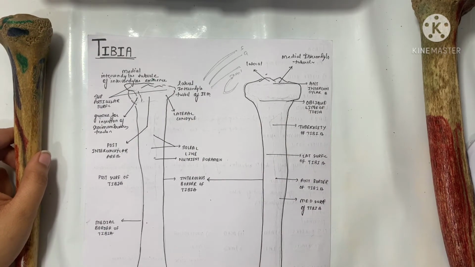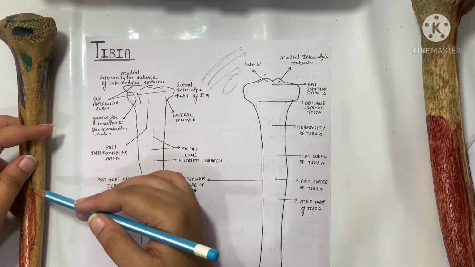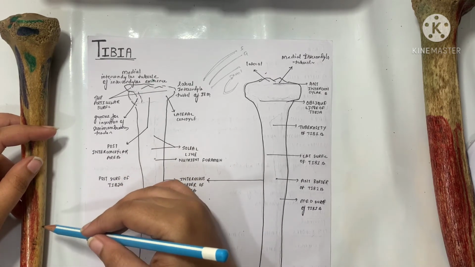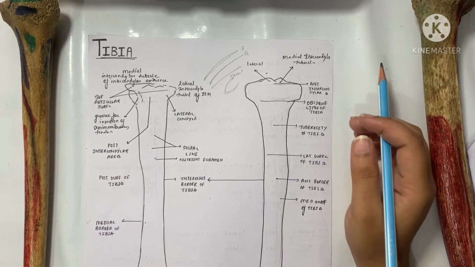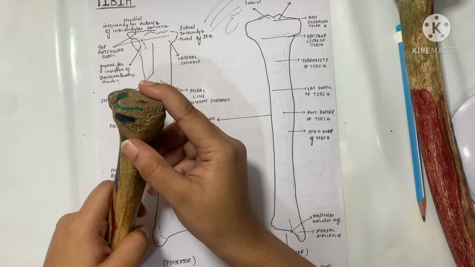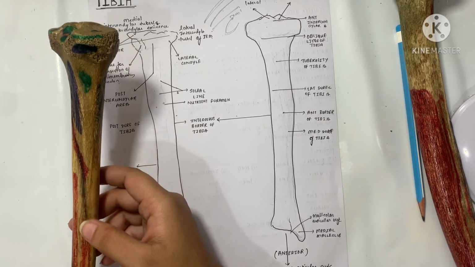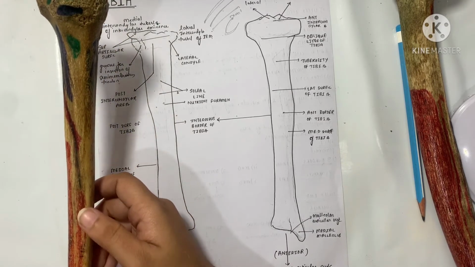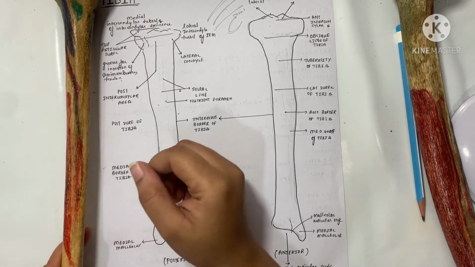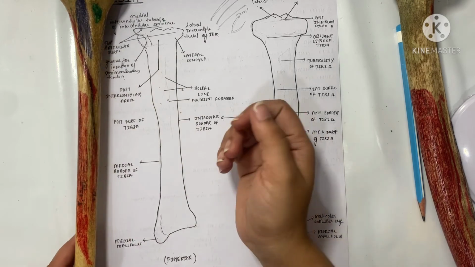Then flexor digitorum longus. Soleus muscle arises from the soleal line. Then below the soleal line arises, from over here, the flexor digitorum longus. Below the flexor digitorum longus is present the tibialis posterior. Popliteus muscle arises into the upper part of the posterior surface. Then soleus muscle arises where the soleal line is, and below the soleal line there is attachment of the flexor digitorum longus. So this is the flexor digitorum longus. Then tibialis posterior, this is the tibialis posterior, arises below the soleal line and lateral to the vertical line.